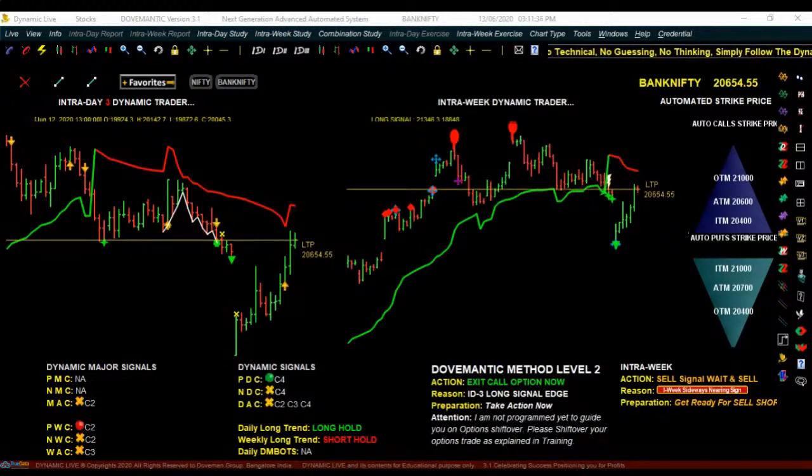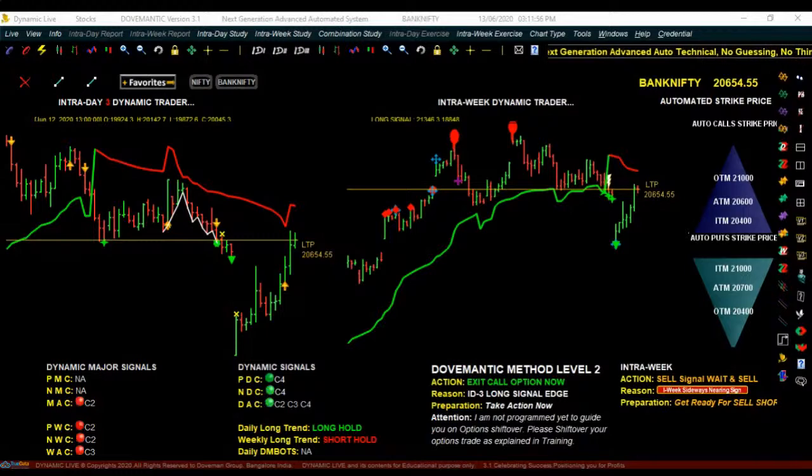In both these charts, there is this line, we call it the long signal. If you are looking at the long signal in the intra-week chart, we call it the intra-week long signal. If you are looking at the long signal in the intraday chart, we call it the intraday 3 long signal. And before we start understanding the method of when to buy and when to sell, there are three important things that you have to understand here.